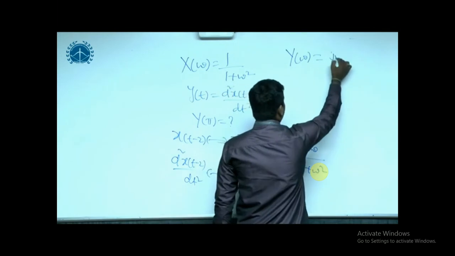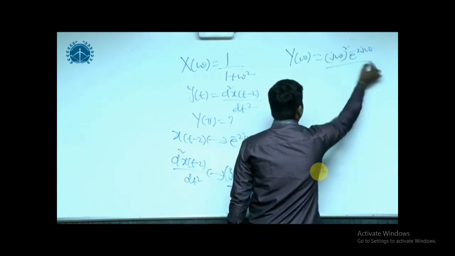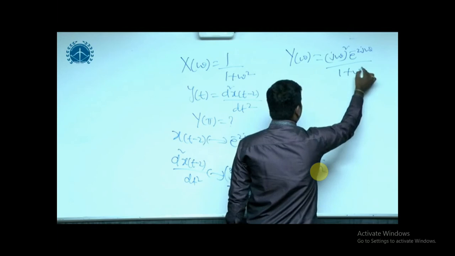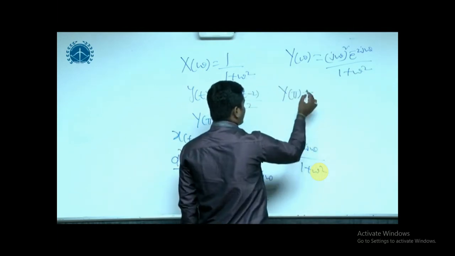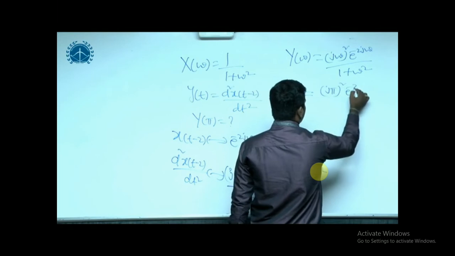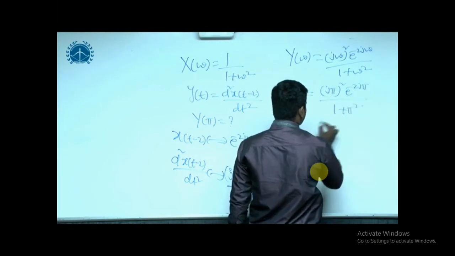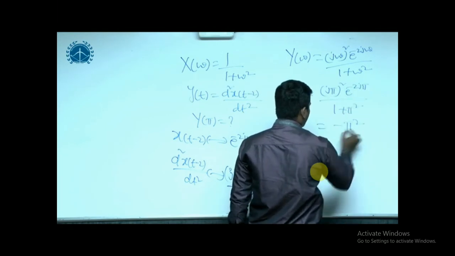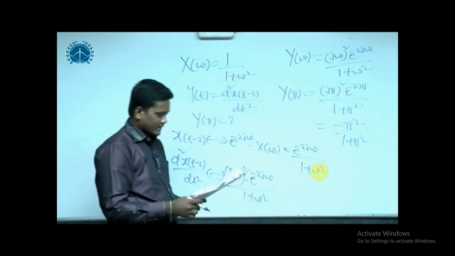Finally, what is Y of omega? j omega whole square into e to the power of minus 2 j omega by 1 plus omega square. What is the value of Y of pi? j pi whole square e to the power of minus 2 j pi by 1 plus pi square, that is equal to minus pi square by 1 plus pi square. This is the answer. Answer is D.